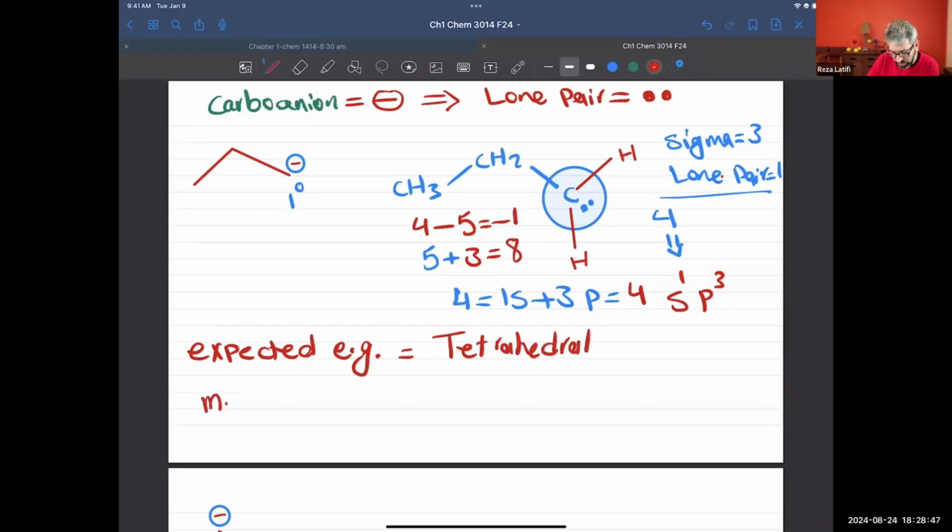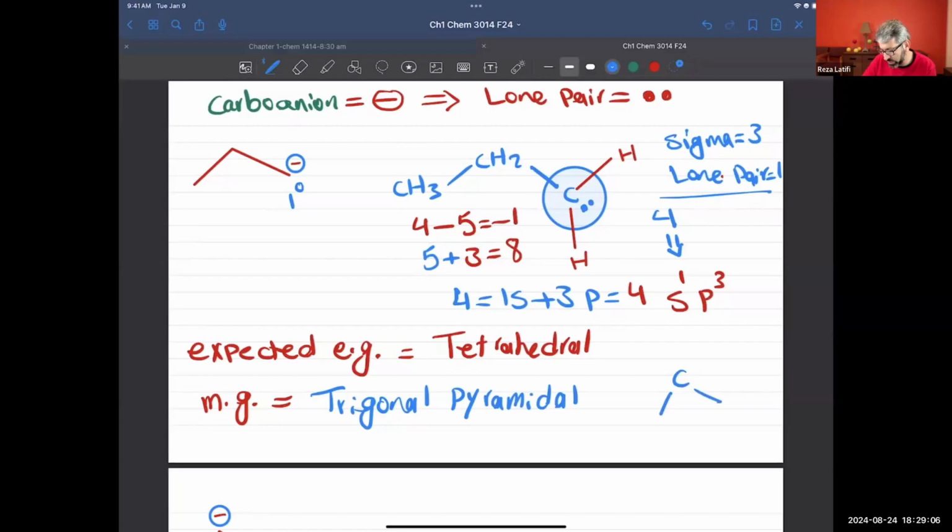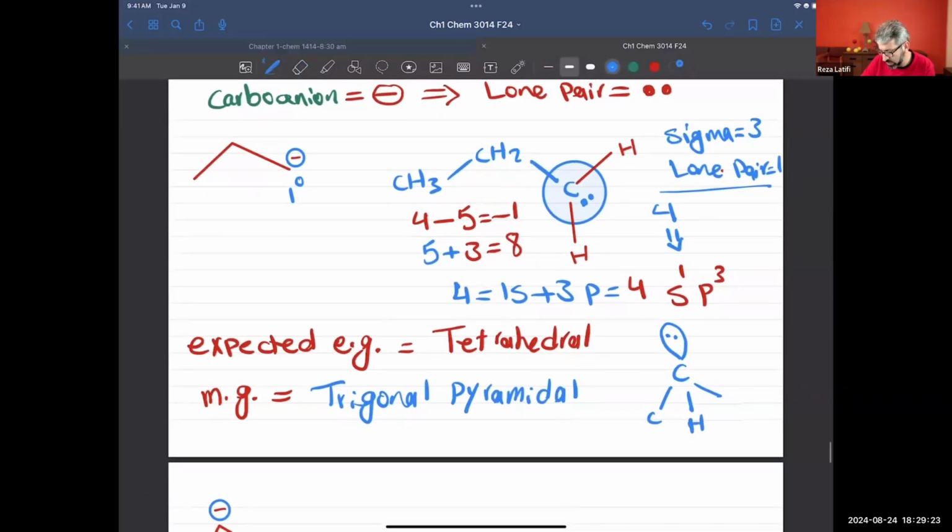But the molecular geometry is not going to be equal to the electron geometry because there is a lone pair. It will be trigonal pyramidal. You have a carbon attached to 3 groups, and there is a lone pair there. Let's say you have carbon here, carbon, and that one is hydrogen or whatever. You can put 2 hydrogens, doesn't matter.